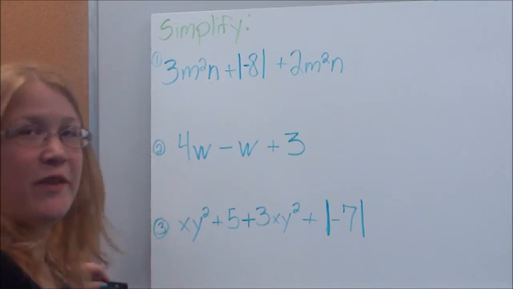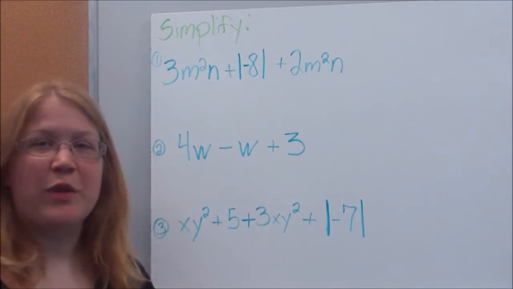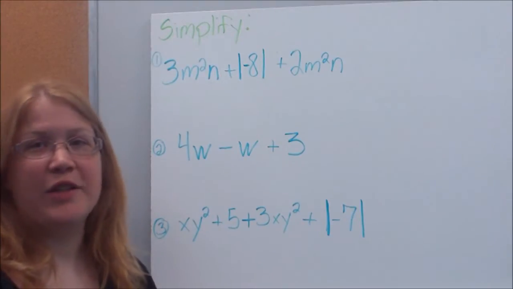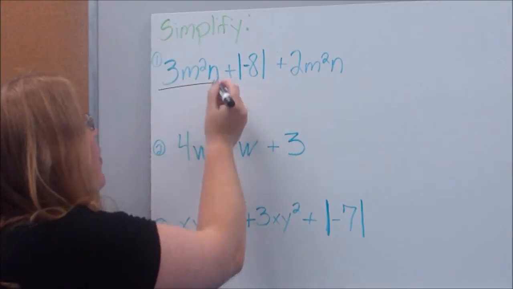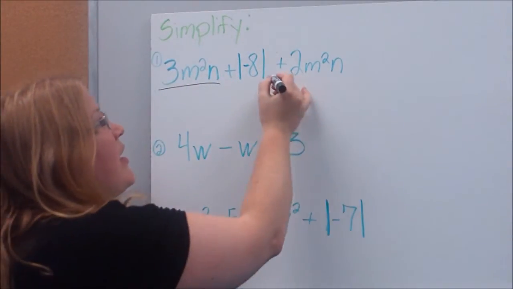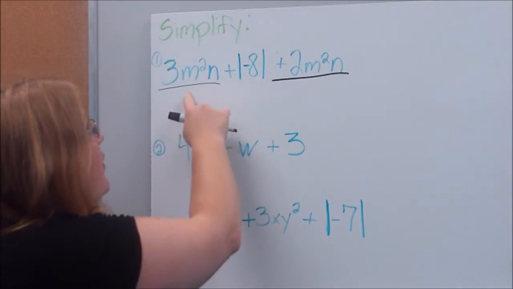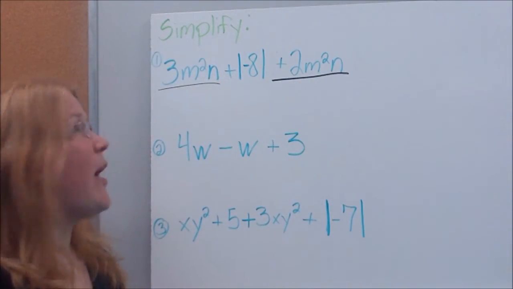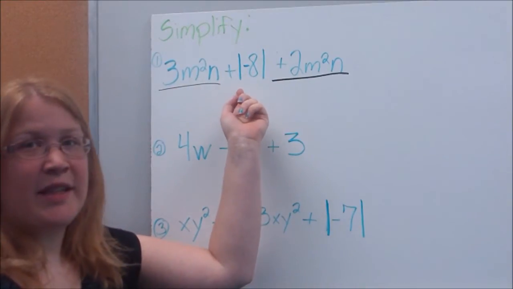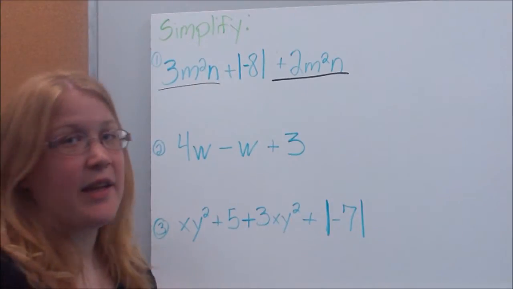All right, so we're going to try a few examples by combining our like terms. So if we look here, the first thing we want to do is find where the like terms are in the expression. So here I have 3m squared n, and I have a 2m squared n. They have the exact same variables raised to the same power. So that makes them like terms. That means I can combine them. If you look, I have a constant here that we can't combine. It doesn't have a variable with it. It's going to stay on its own.